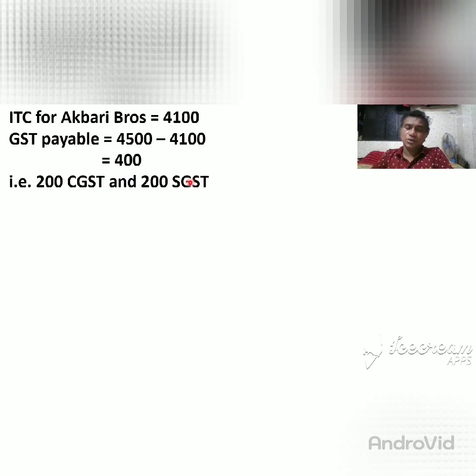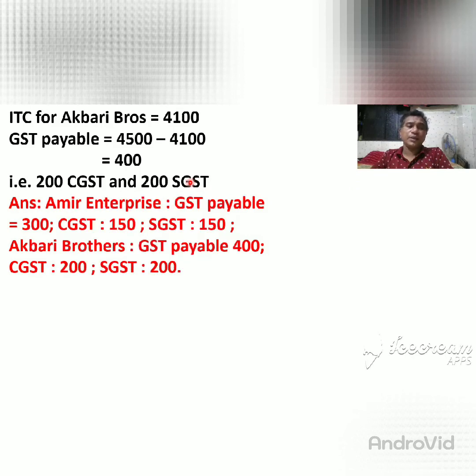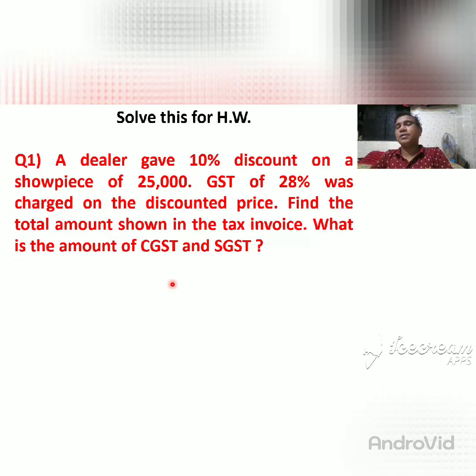Any doubts? In this way, for Amir Enterprises GST payable is 300, with CGST and SGST of 150 each. For Akbari Brothers GST payable is 400, with CGST 200 and SGST 200. In this way we have completed the three problems. I hope all of my students understand it very well.